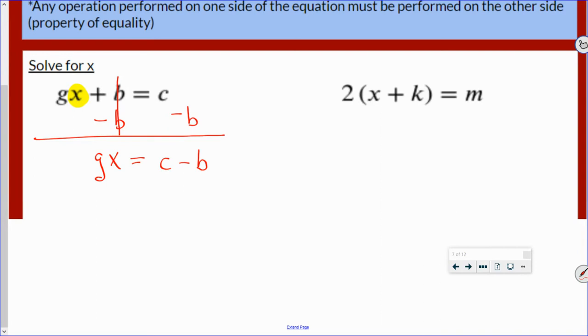Now I know the inverse operation of multiplication is division, so I can use the division property of equality and divide both sides by g. So these will cancel, leaving me x equals c minus b over g. And so now that equation hasn't changed, but it's solved in terms of x.